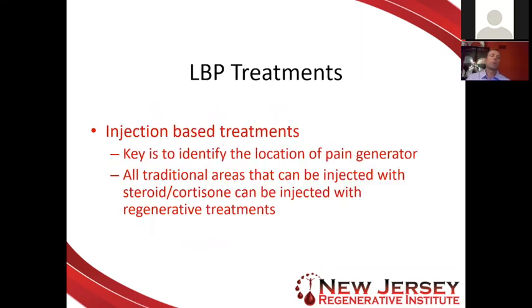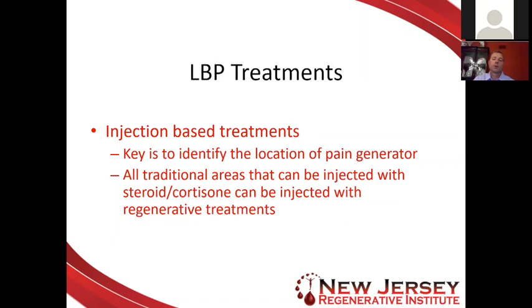So our goal with injection-based treatments is to try and identify in all those generators of pain in our lower back, what is the cause? And then we can successfully get medication or regenerative treatments to those areas. So if it's a facet joint, we'd like to get the medication to the facet joint. If it's a disc, we'd like to get it to the disc. If it's a muscle, we'd like to get it to a muscle.